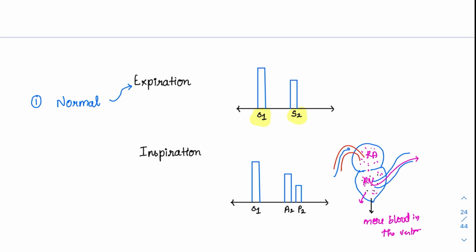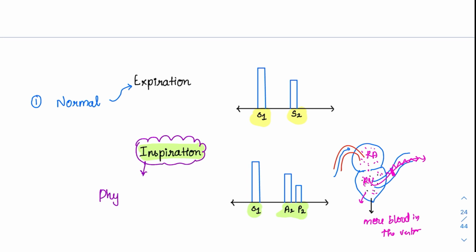So it will take more time to pump it and finally to close. So the blood will keep on going. By the time the aortic valve has closed, the pulmonary valve takes a little longer to close. That's why physiologically there can be a normal splitting between A2 and P2, that is the second heart sound, during inspiration. So physiological splitting happens during inspiration.